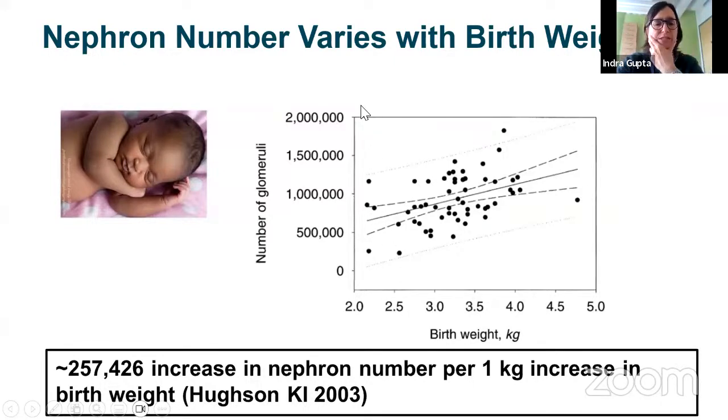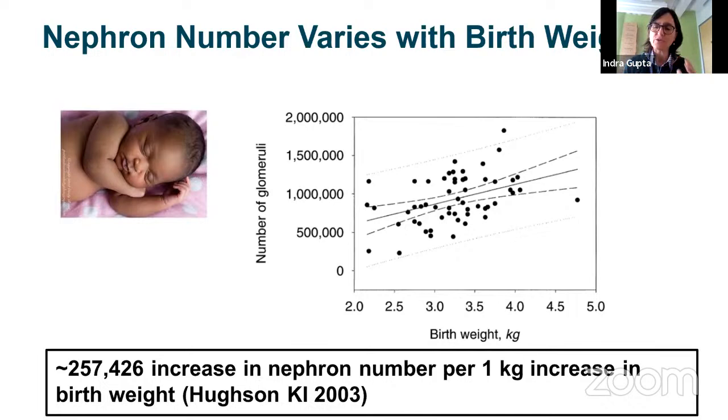What we're showing in this particular cartoon is taken from a paper by Hewson. On the y-axis, we're showing you number of glomeruli as a surrogate for nephron number. And on the x-axis, we're correlating this with birth weight. These were infants that died for other reasons, and they tracked their birth weight with nephron number that was done on autopsy studies. From this, you can see there appears to be somewhat of a correlation between birth weight and nephron number. And indeed, that's what the author said. They said that there was approximately a 250,000 increase in nephron number per 1 kilogram increase in birth weight. So clearly what's happening in that maternal environment in utero is critical to how many nephrons you're going to make.